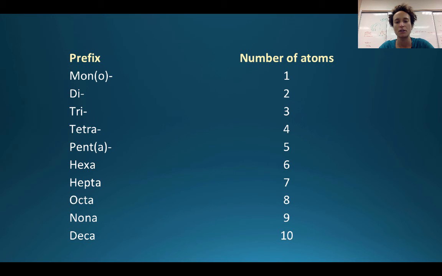Some of them might look familiar. Mono is talking about one. We usually only use this when we're talking about oxygen, and a lot of times we'll just leave it alone and write down the element name if there's only one of them present. Di is 2. Tri, like tricycle, is 3. Tetra, penta, like pentagon. Hexagon, hexa. Hepta, octa, nona, and deca. See that these have a lot of overlap with how you would talk about the number of sides that something would have in math.